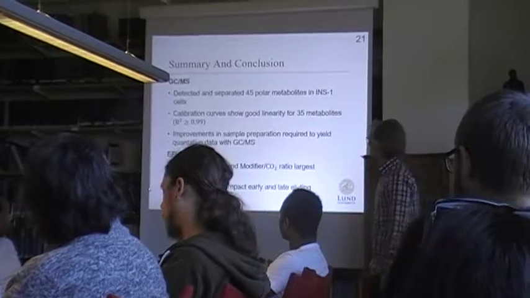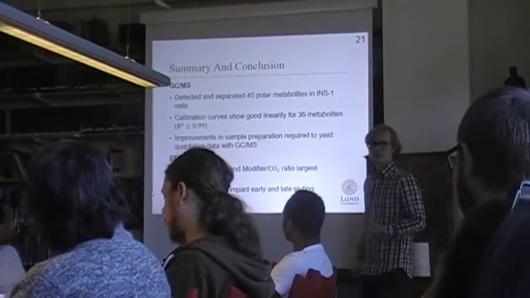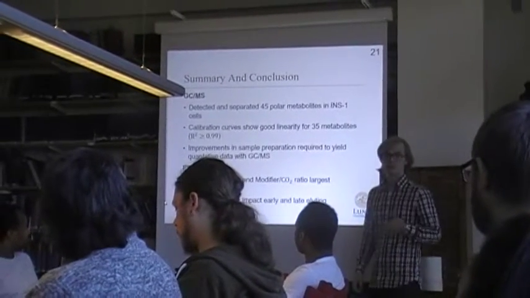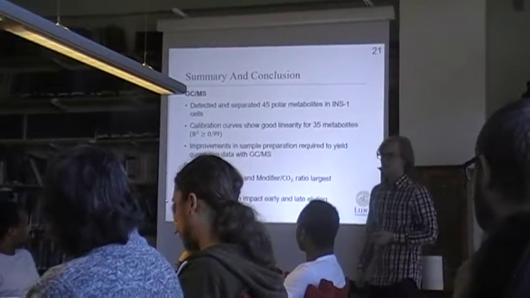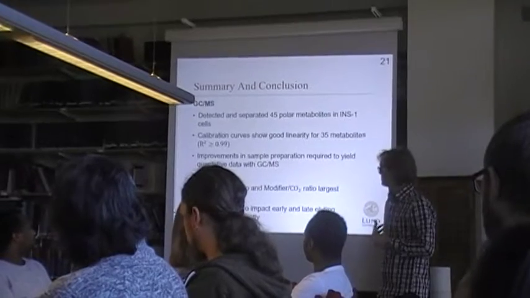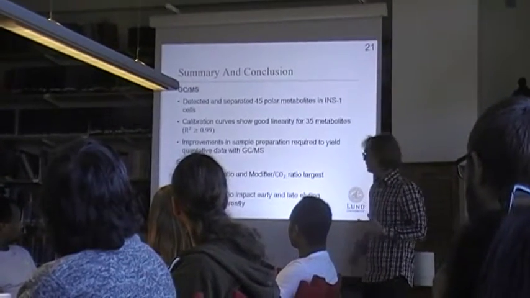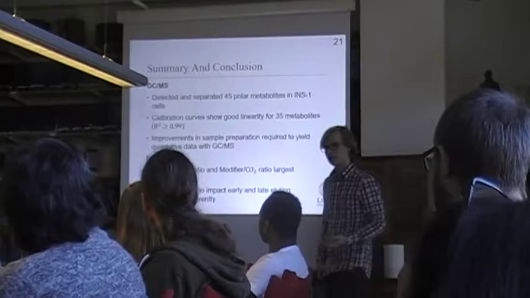As for the EFLCMS part, methanol buffer ratio and modifier carbon dioxide ratio seem to have the largest impact on retention, and it seems that the buffer ratio, or the methanol buffer ratio, seems to be impacting early and late eluting metabolites differently.